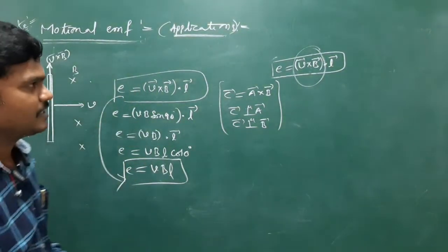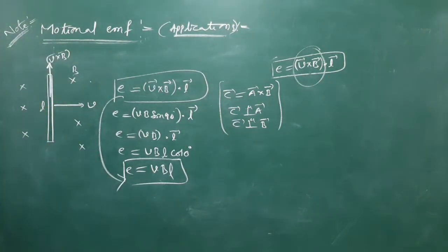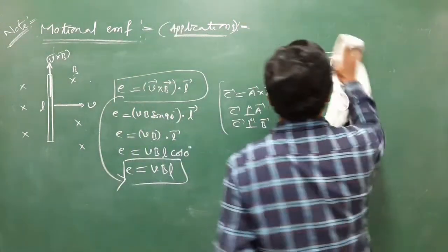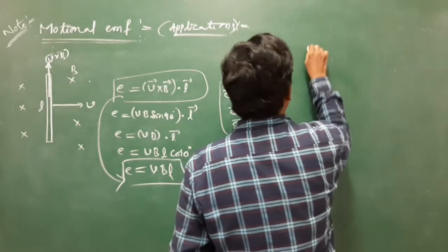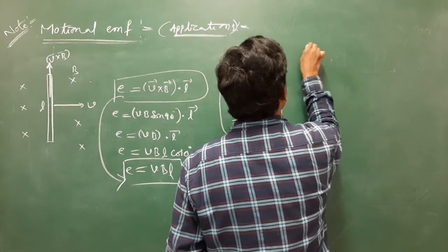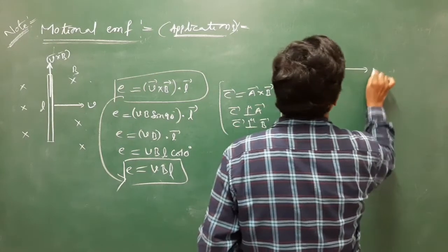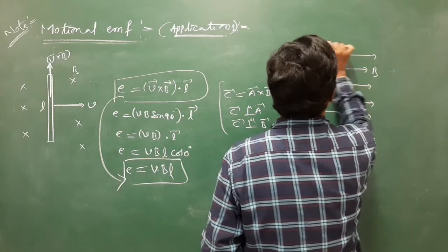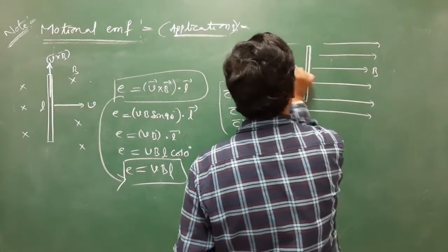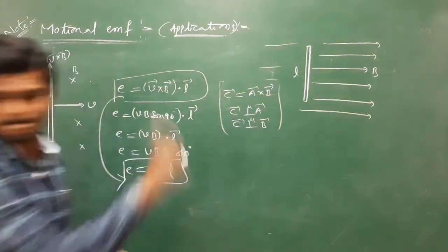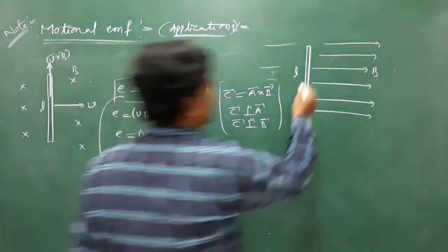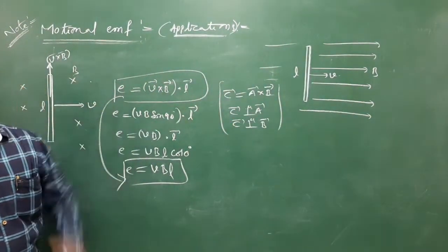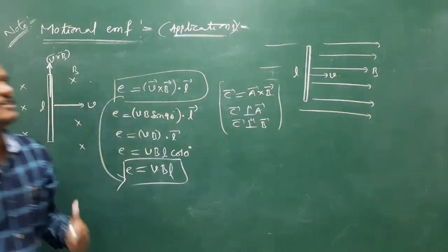Now, let me give one more question. You try to get the answer by using this formula. You try this. Now the rod of length L, field is in this direction. Now the rod is moving like this, with a speed V. Identify it: V, B same direction. L is vertical, L is the y-axis, you feel, that's it.